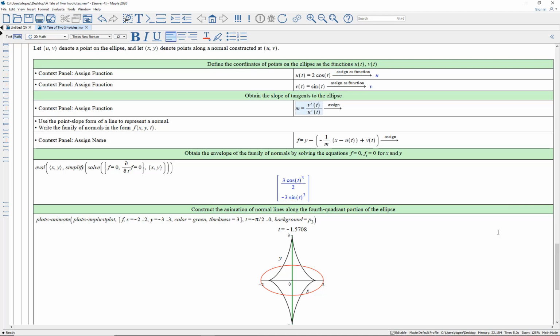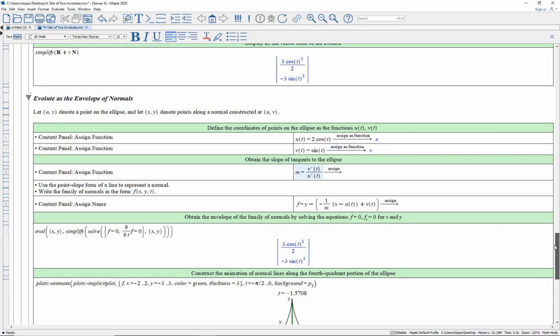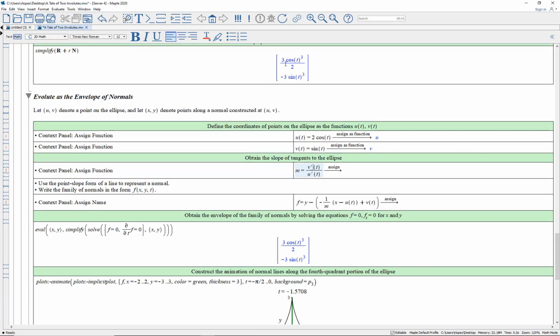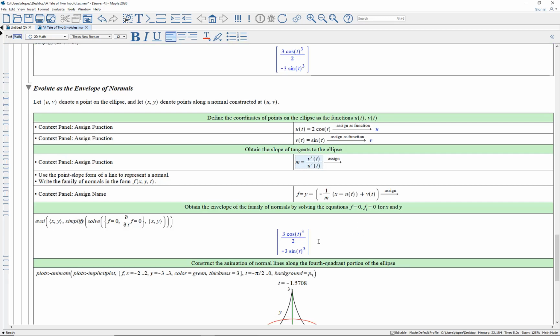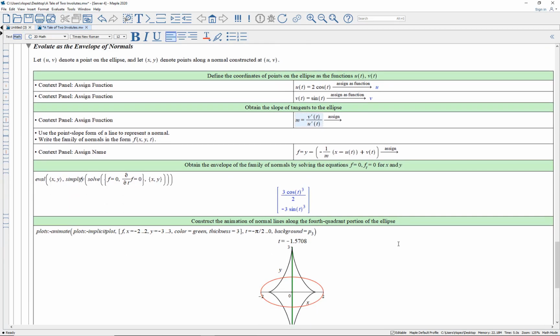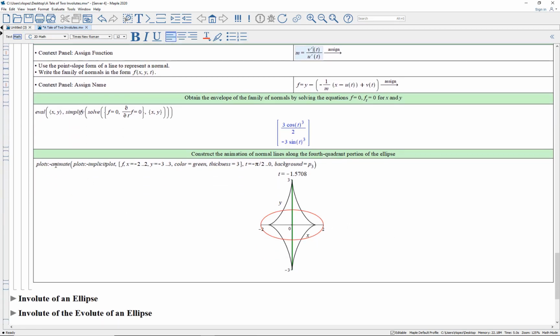3/2 cos cubed minus 3 sine cubed. I can in fact get them on the same screen. So here we did it with the locus of centers of curvature, and here we do it as the envelope of the family of normals. And this animate command animates the drawing of those normal lines, and you see that they are tangent to the evolute found by the locus of centers of curvature method.